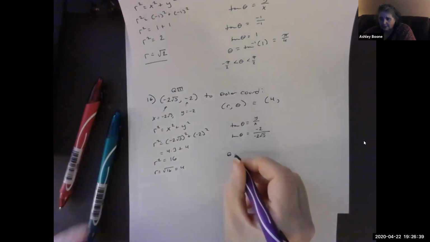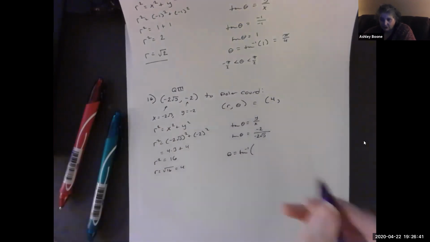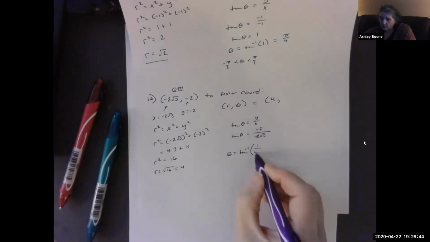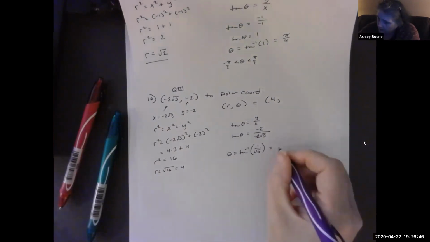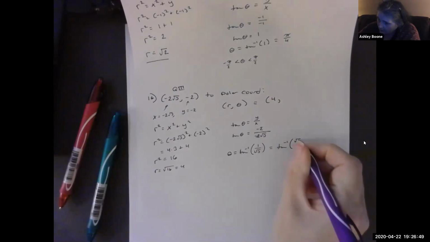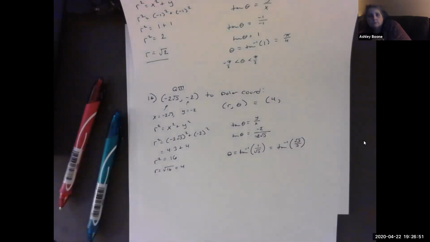I can go ahead at any point and say theta is equal to the inverse tangent of this. This would be a positive 1 over root 3, or square root of 3 over 3. Okay, square root of 3 over 3. Now, is that one of our nice values? Is there any place around the unit circle where tangent is square root of 3 over 3 or 1 over root 3?